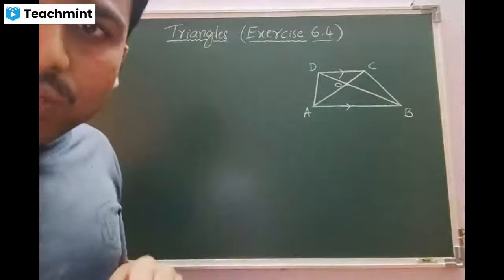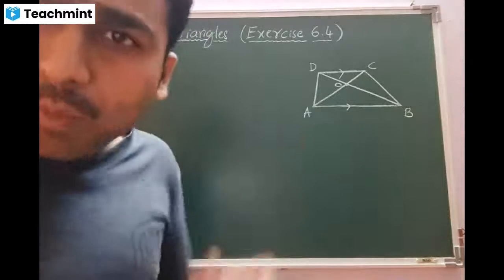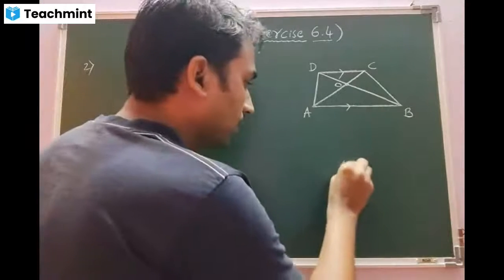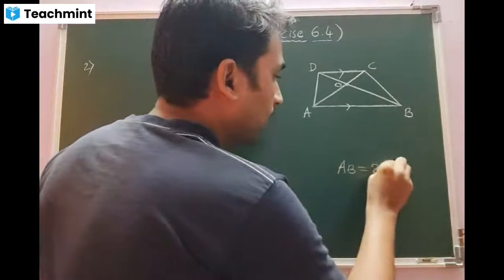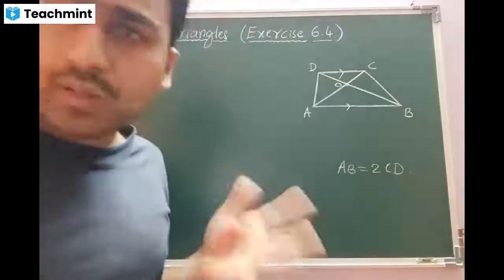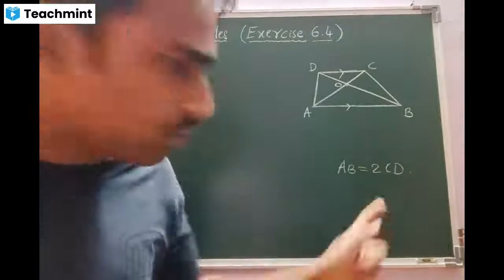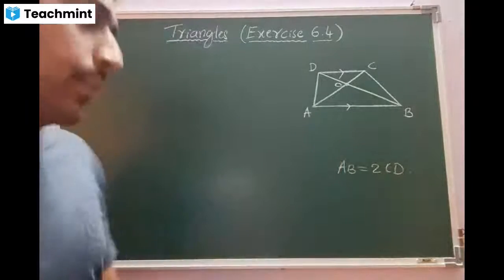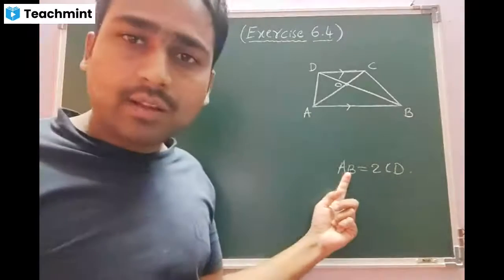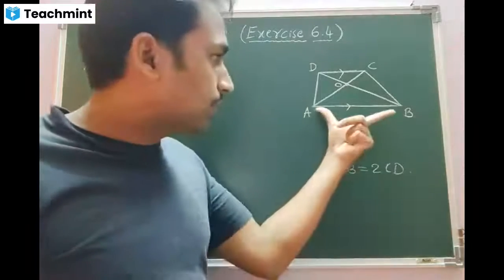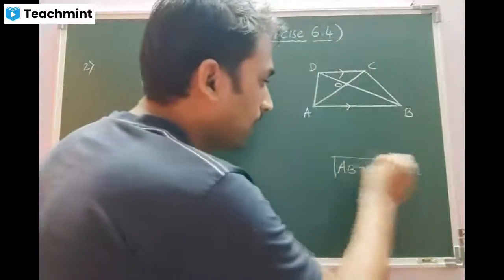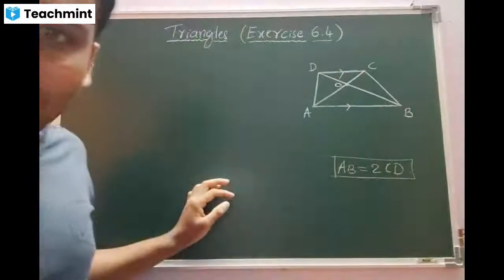They said one more thing in the question, a very important thing. What is that, beta? AB is equal to 2 CD, double of CD. Did they mention CD or DC? Both are the same. CD only, sir. Okay, no problem. AB is 2 into CD. It means this length is double of this length.